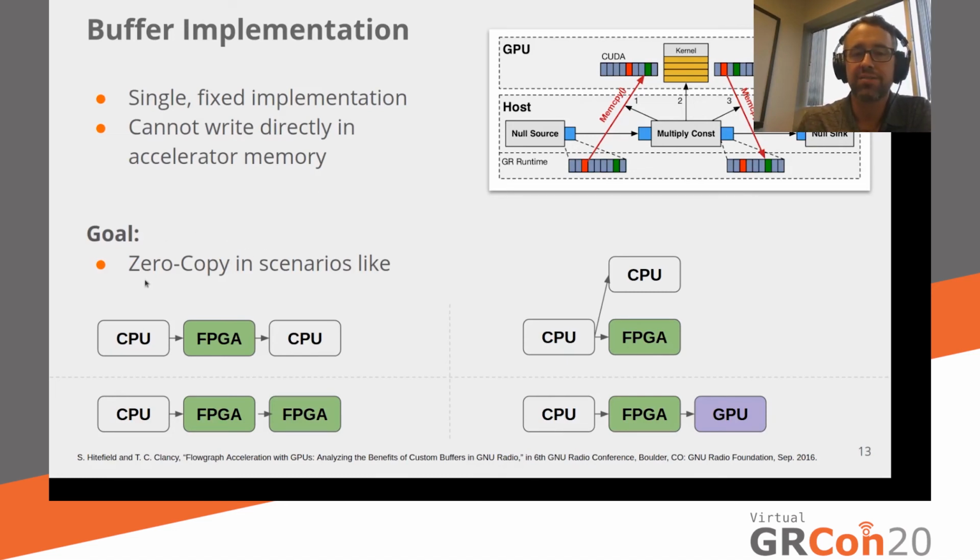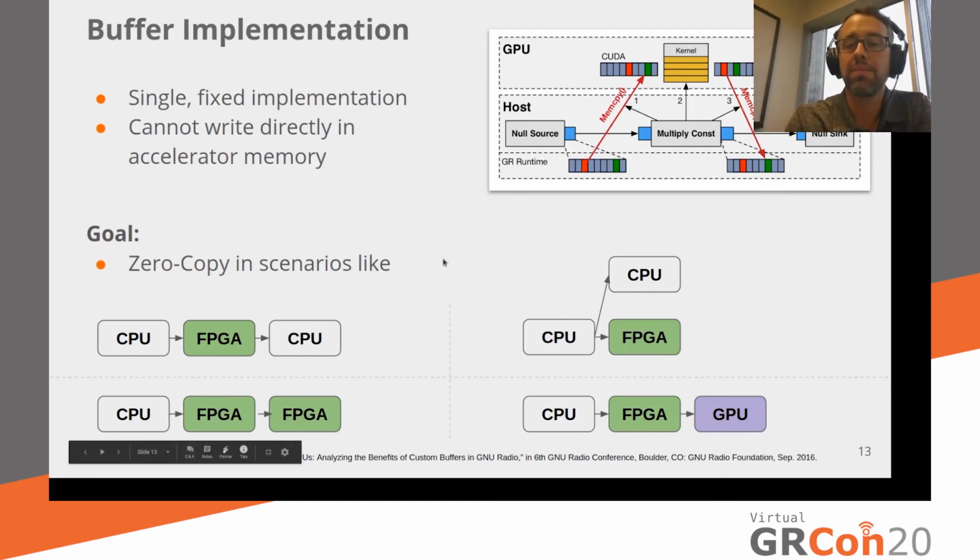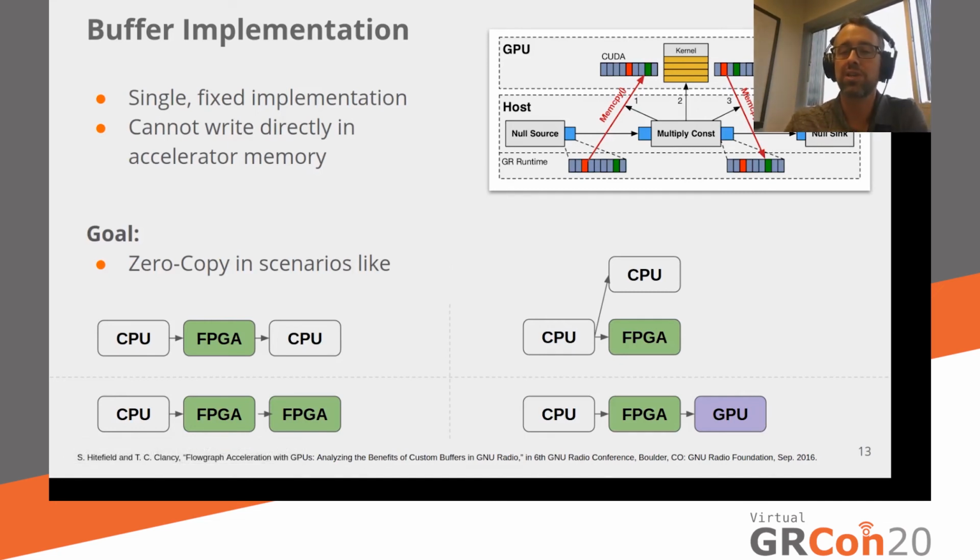And there are all kinds of different scenarios we want to address. CPU in and out of an FPGA, FPGA to FPGA. We might want to copy from CPU to FPGA and CPU at the same time, or FPGA directly to GPU. So it's all kinds of different processing elements talking to each other without having to go back and forth to the GNU Radio circular buffers.